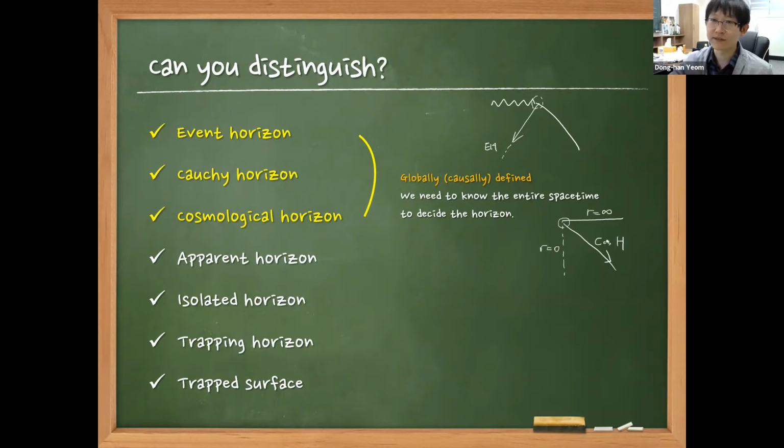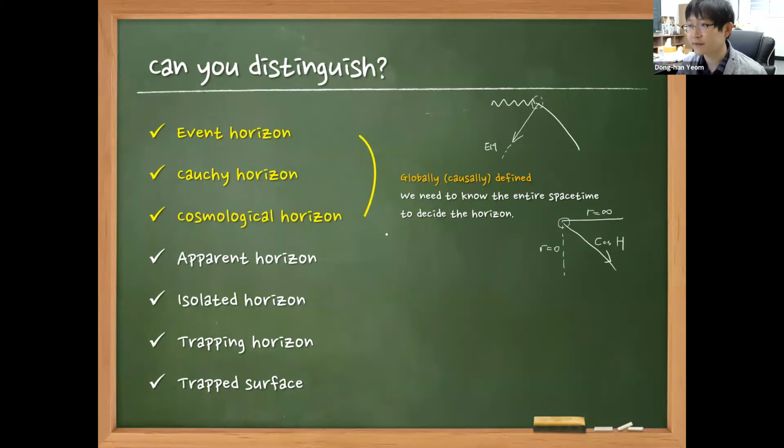Again, you can ask whether that point is a real cosmological horizon or not. In order to decide this, you must know the future infinity, so whether the space-like infinity appears or not. So in this sense, it is also a globally defined concept.